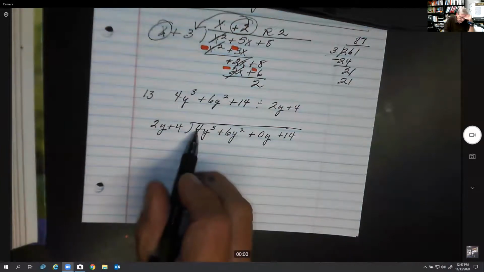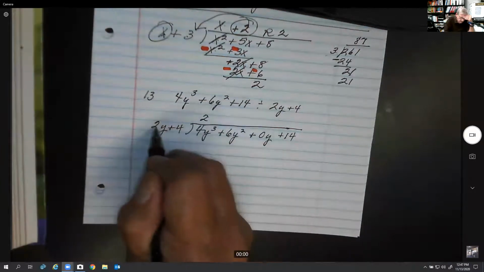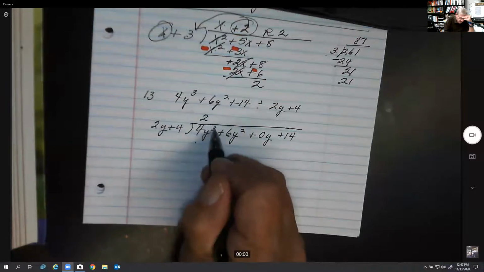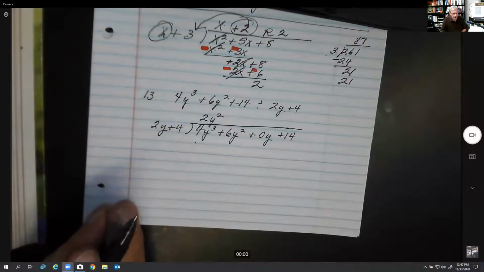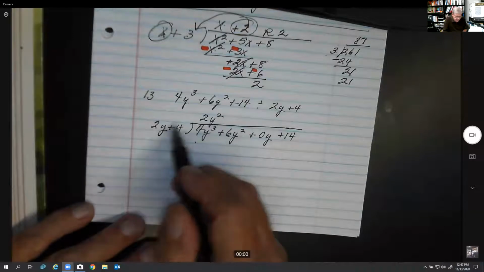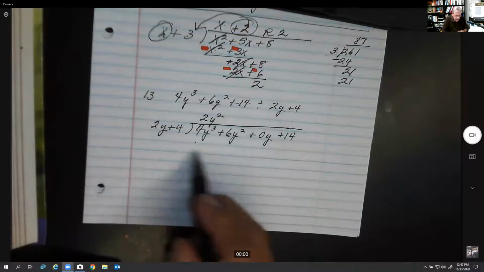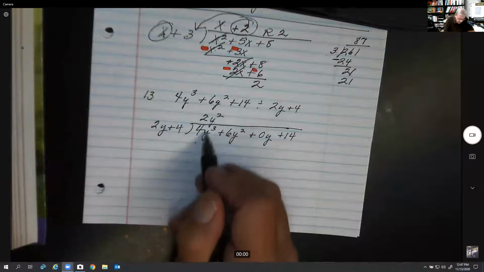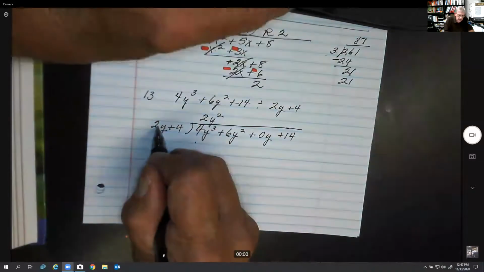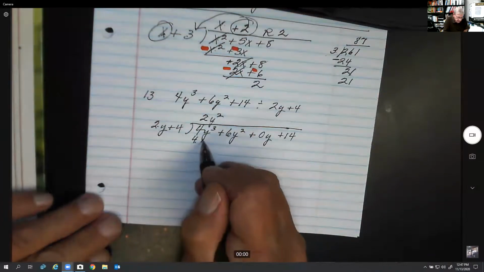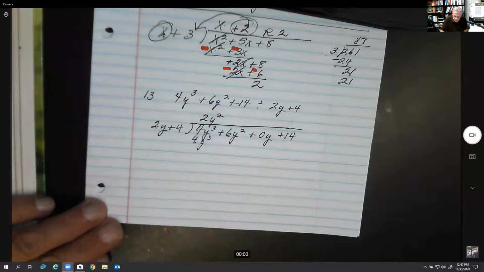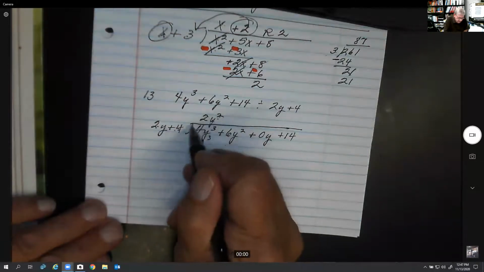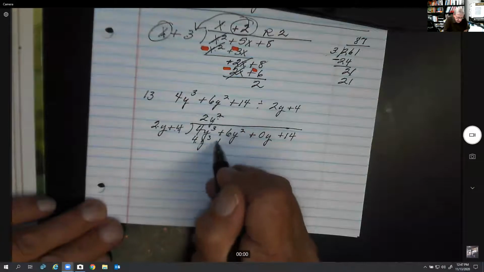To get a 4, we need to multiply this by 2. 2 times 2 would give me the 4. And I need a y cubed, so I'm going to use a y squared. So in some ways, it's easier than regular long division, because you want to match up these things exactly, and you don't have to worry about where you put it. You always put it over the first term. So 2 times 2y would be 4y cubed, and y squared times 2y is y cubed. And then y squared times 4, we're multiplying these two terms together. This and this gives me 8y squared.